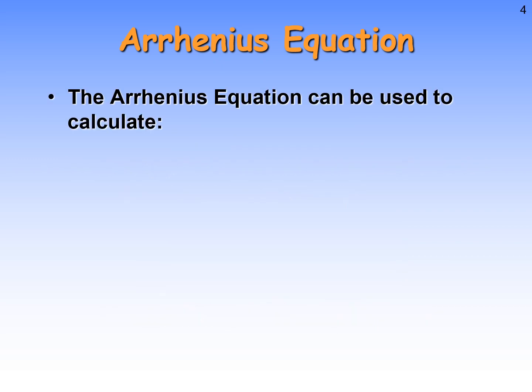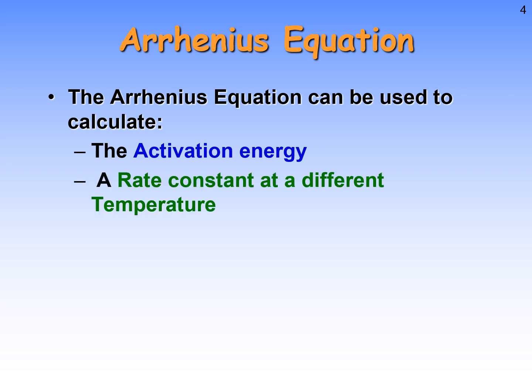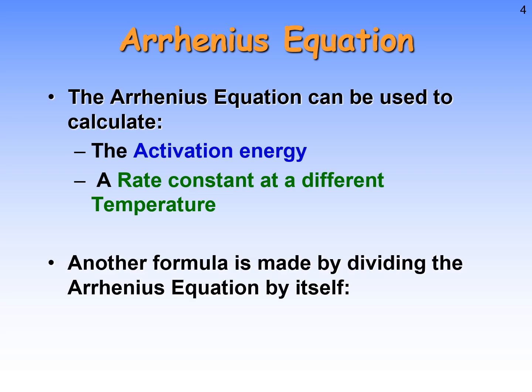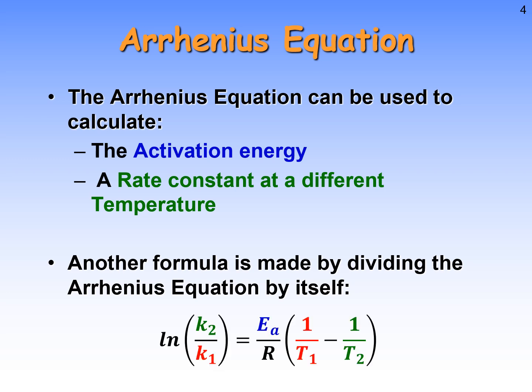Now, we can use the Arrhenius equation to calculate the activation energy, to calculate a rate constant at a different temperature, or also to calculate the frequency factor of our reaction. We can actually determine a second formula of the Arrhenius equation if I divide it by itself at two separate temperatures. And the equation I get is this. Now, I provide both of these equations on the test. You don't need to memorize them. You do need to know when and how to use them.